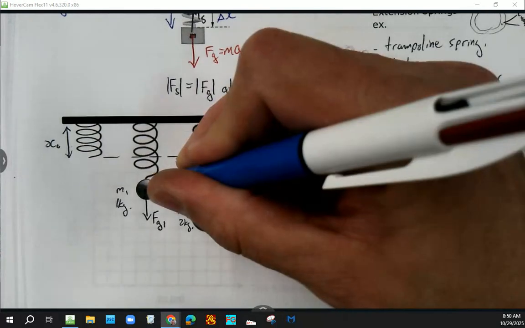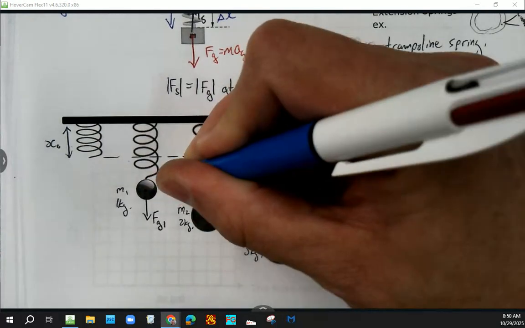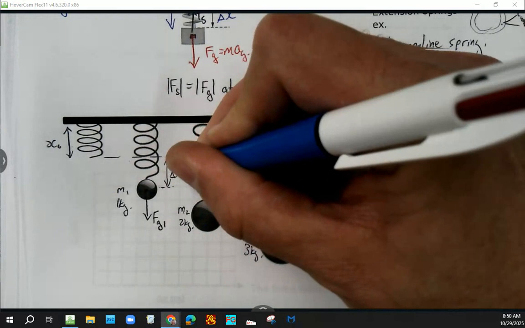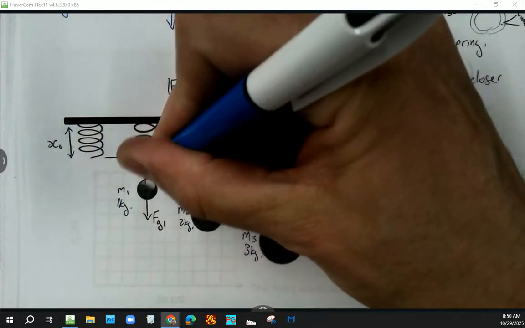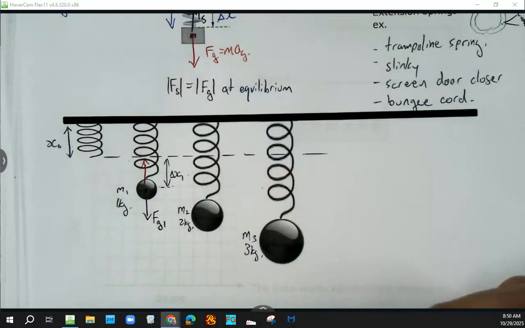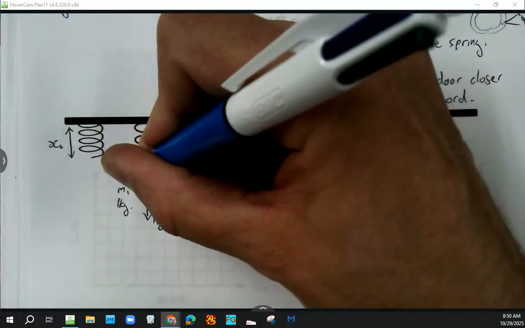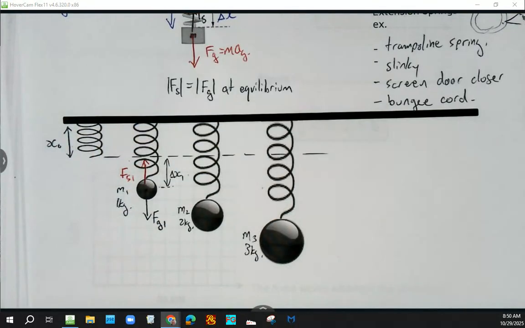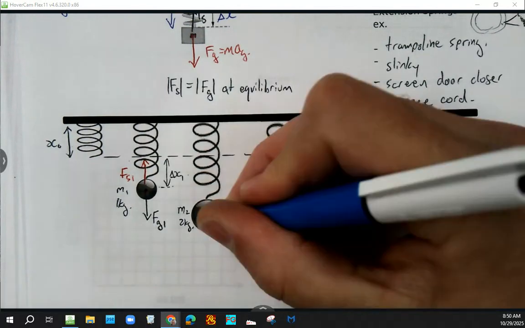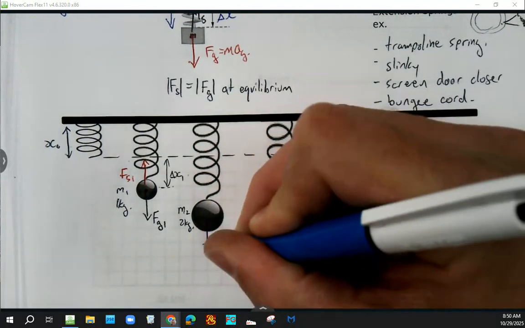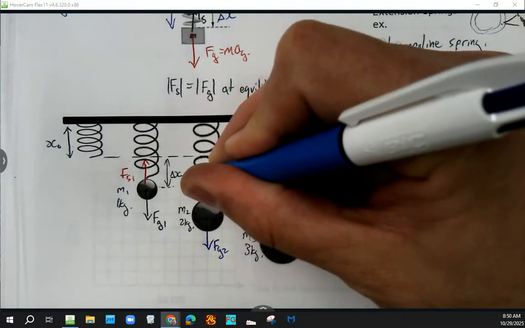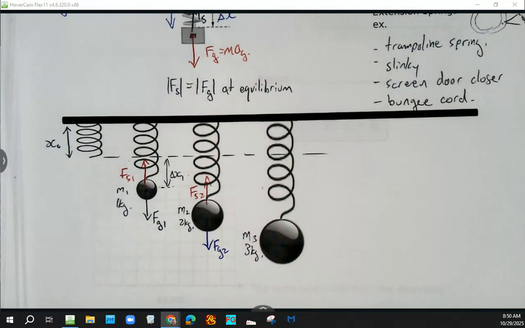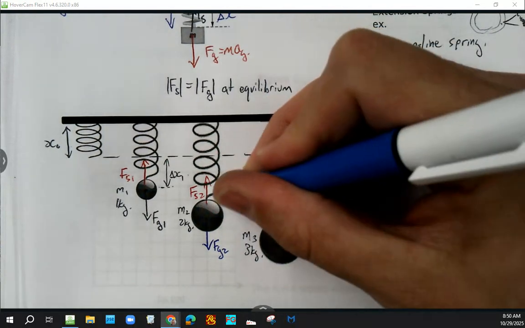And I can say, okay, well then, for this first one, I would have delta x1. And if it just hangs at a steady height, equilibrium position, there would be Fs1, spring force 1, that's keeping that mass upwards. And then for the next situation, I'd have Fg2 for mass 2, and of course spring force keeping it upwards, Fs2. And associated with that, there would be a delta x.